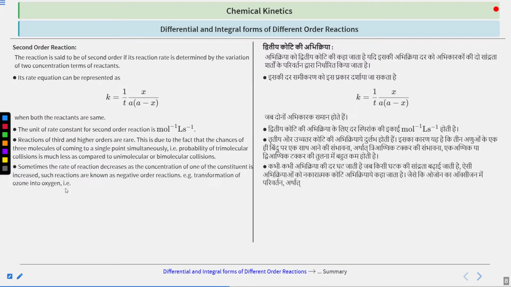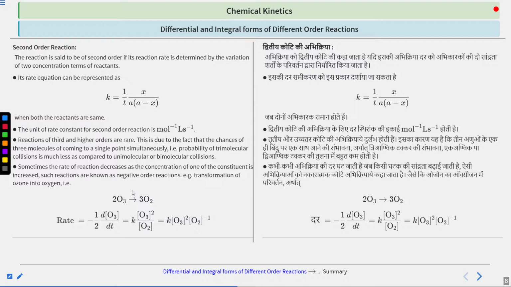Sometimes the rate of reaction decreases as the concentration of the constituent is increased. Such reactions are called negative order reactions. An example is the transformation of ozone into oxygen. So it is saying that in many cases an increase in reactant concentration can lead to a decrease in the rate of reaction. Why is this? Because order can be anything, right? We have seen this initially also, that it can be fractional, it can be an integer, it can be 0, or it can even be negative. So you don't have to be confused in case you get a negative order, because it is also possible.